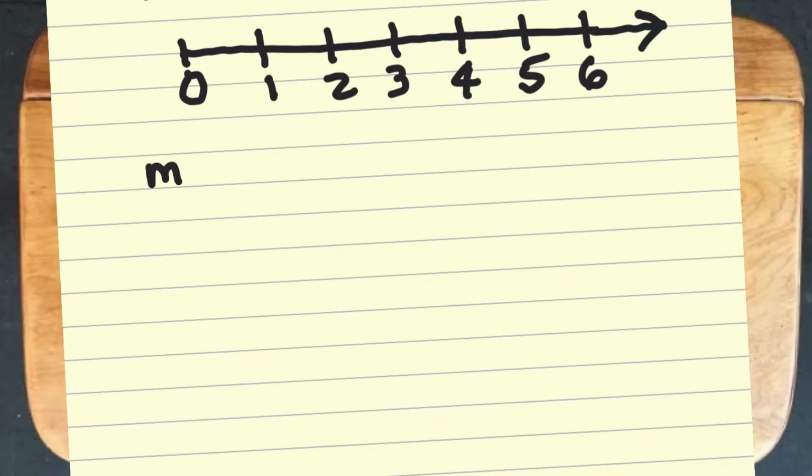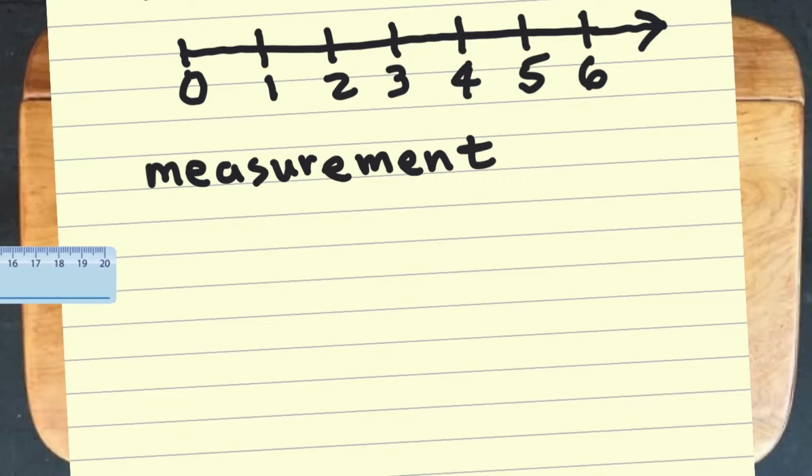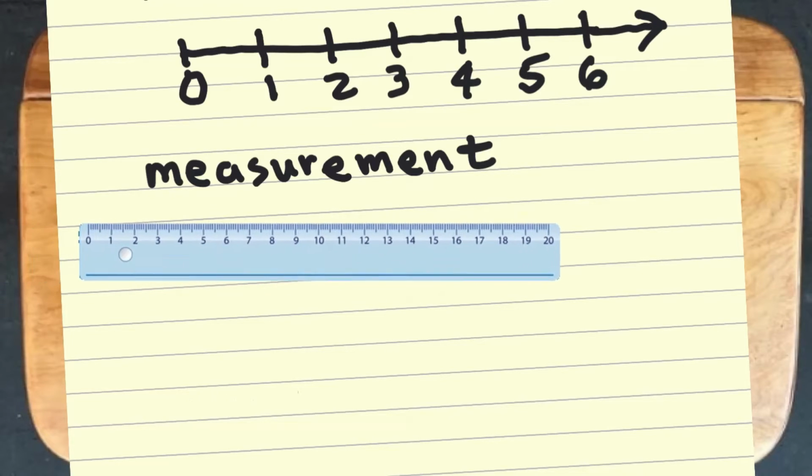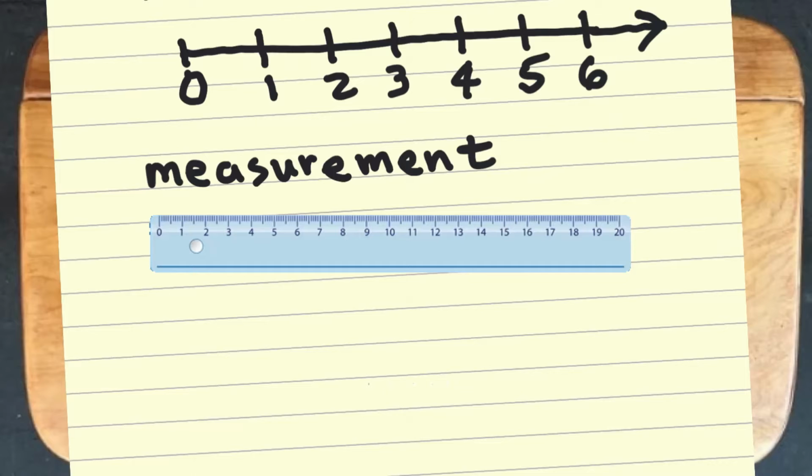One of the ways we can use number lines is to measure things. A ruler is a form of a number line. Here's a ruler. I think it measures centimeters. And notice it starts with 0, and it has increments of 1.